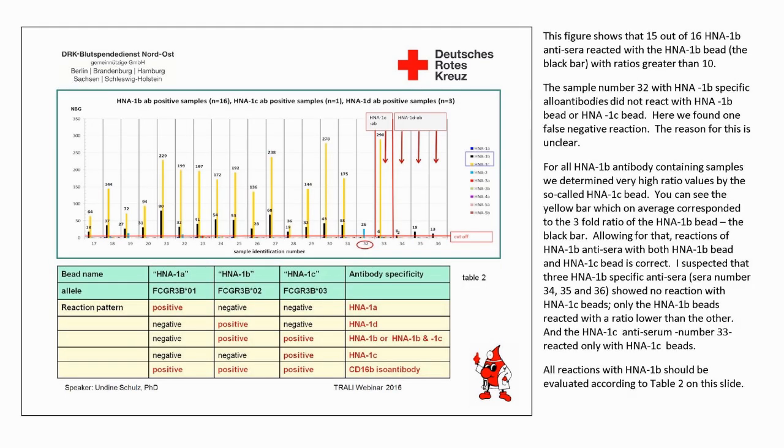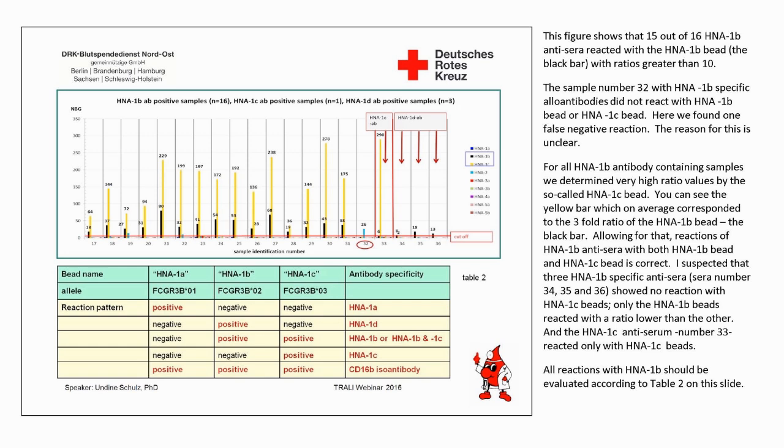This figure shows that 15 out of 16 HNA1B antisera reacted with the HNA1B bead, the black bar, with ratios greater than 10. The sample number 32 with HNA1B specific alloantibodies did not react with the HNA1B bead or the HNA1C bead. Here we found one false negative reaction. The reason for this is unclear.